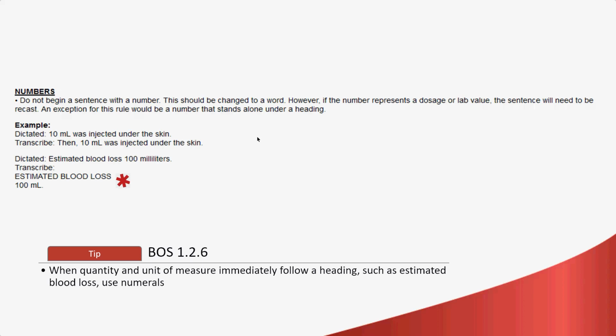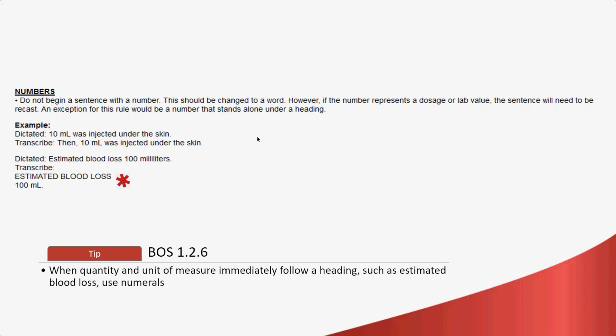So I try to keep ages, vitals, height, weight, BMI, labs, and doses as numerals whenever I can. But just remember, in terms of the account specifics, it's the dose and the labs that are required to be recast to keep them as numerals, okay? And then that whole section there about the exception for a rule, a number that stands alone under a heading. Just to go a little bit more into that, the second example there, estimated blood loss, 100 milliliters.